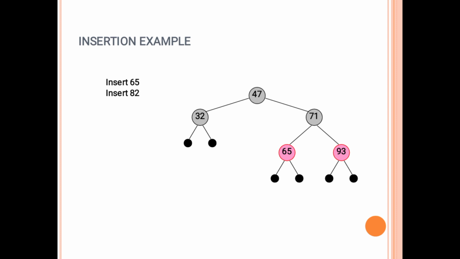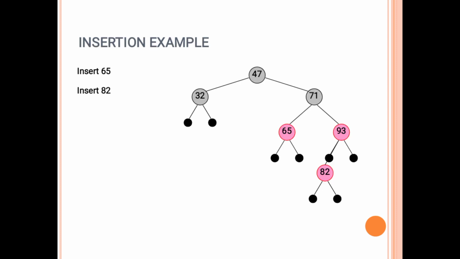Here 47 is less than 82, so it moves to the right side, and 71 is there. 82 is greater than 71, so it moves to the right side. Here 93 is there. 93 is greater than 82, so we connect 82 to the 93 with a red color. Here we check its parent. The parent 93 is red, so we check the sibling. Here the sibling is 65, which is also red. Then we have to recolor and recheck.